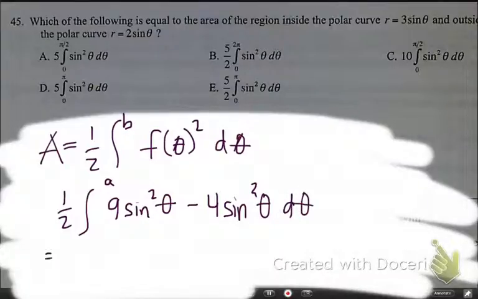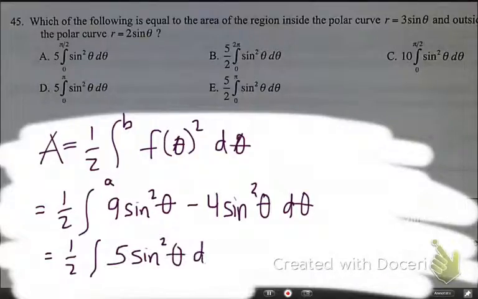Wouldn't this just be like the washer method? Similar. It is similar, yeah. So if you subtract those, you get 1/2 the integral of 5 sine squared theta d theta. And if you pull out that 5, you get 5/2 out front. How do you know the limits? That's what we're going to talk about right now.